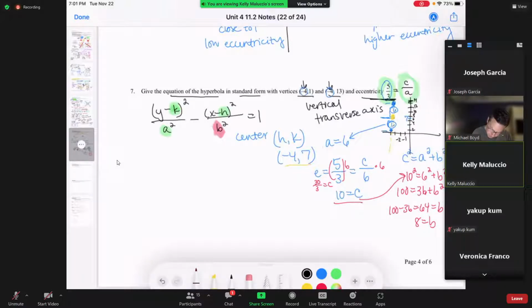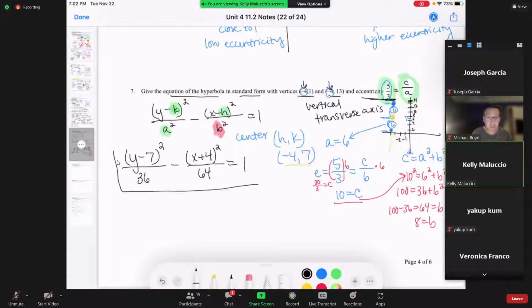And so I can write my equation as Y minus K, which was 7, squared over A, which was 6 squared, so 36, oh, not squared, minus X, X minus -4, so plus 4 squared, divided by B squared, which is 8 squared, so 64 equals 1. And this would be my equation.